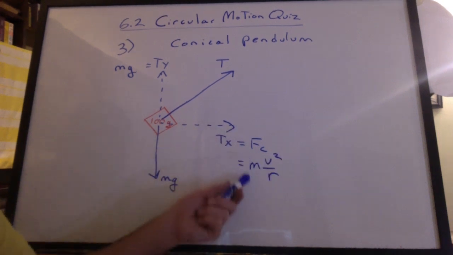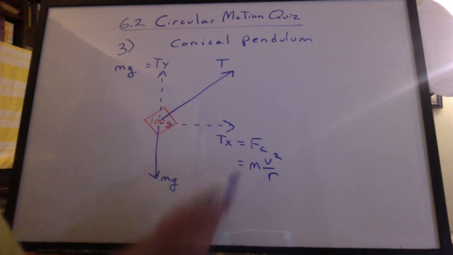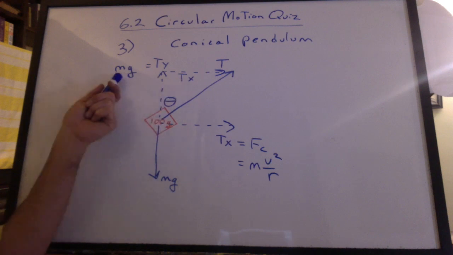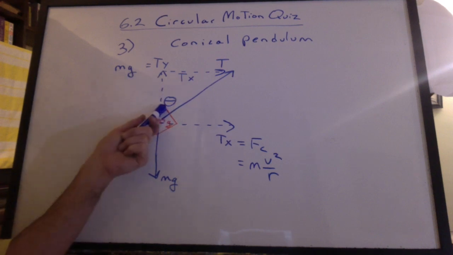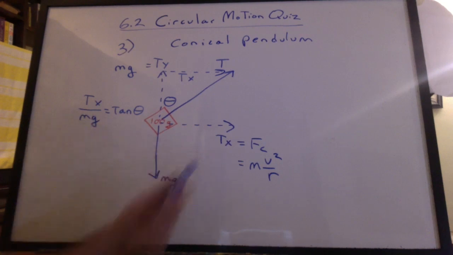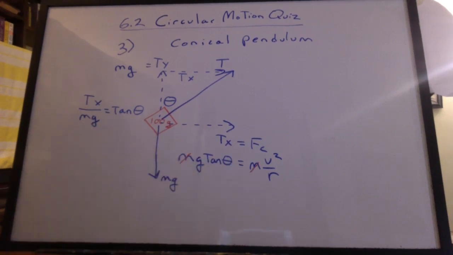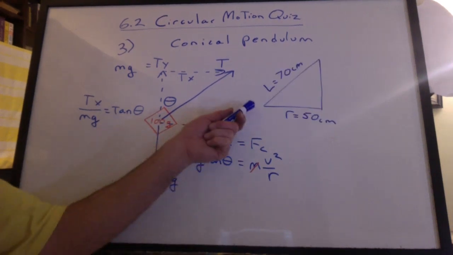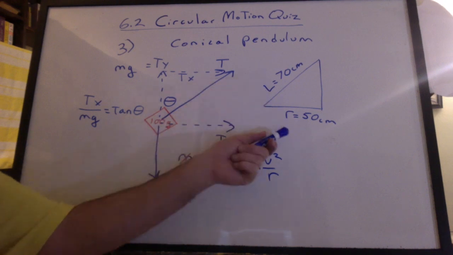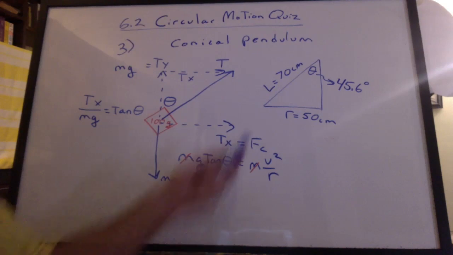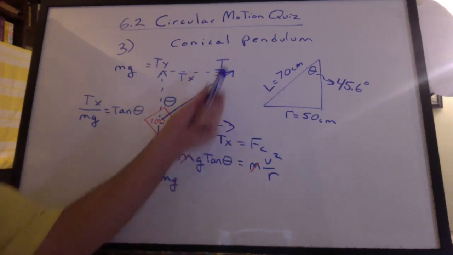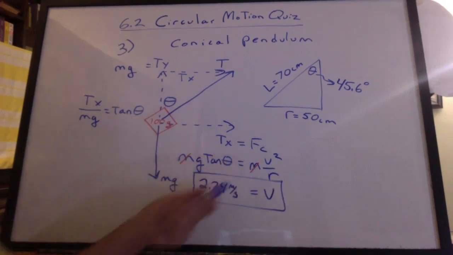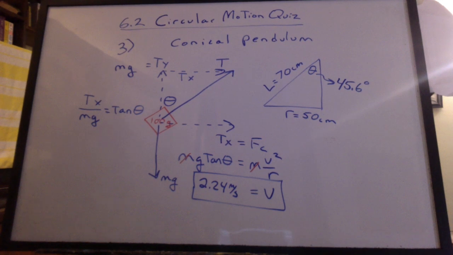Well, we know FC is mv squared over r. We're looking for v. Well, if I can get that angle, I can say tx over mg is equal to tangent theta. Now I can replace tx. Hey, look at that. The masses cancel out. But how do I get theta? From the geometry of the problem. You've got the length is 70, you got the radius is 50 centimeters, you get 45.6 degrees. That's the angle up here, which is equal to this angle. Plug in all your values and you get 2.24 meters per second.